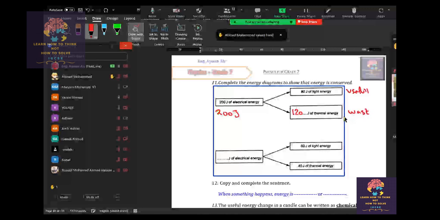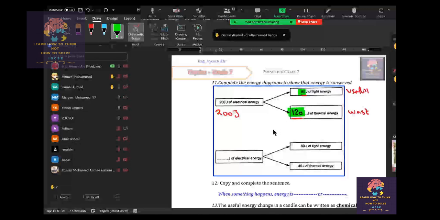But as you can see now, just for your understanding, the amount of energy which is waste is 120, right? While the useful energy is 80. So the waste energy is more than the useful, okay? Just take care from this point and we will discuss it next time, inshallah. It's always like this. Always the waste energy is more than the useful energy.